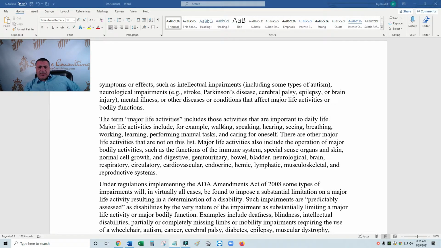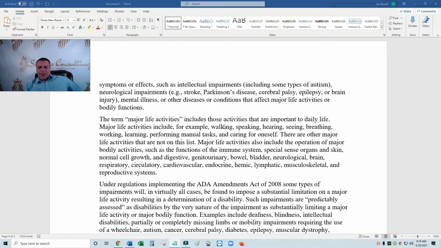So, all that's very much open to interpretation. There are other major life activities that are not on this list. Major life activities also include operation of major bodily functions such as functions of the immune system, special sense organs, including your nose, your skin, normal cell growth, digestive. I couldn't tell you the other one. Bowel, bladder, neurological, brain, respiratory, circulatory, cardiovascular, endocrine, hemic, lymphatic, musculoskeletal and reproductive systems. Now, if I failed to enunciate some of these correctly, that's my fault.